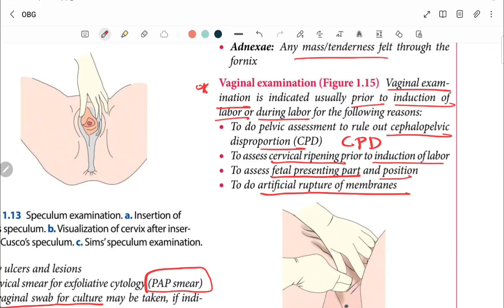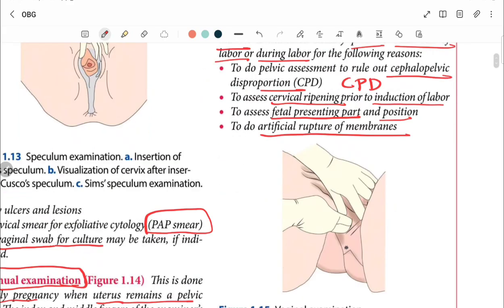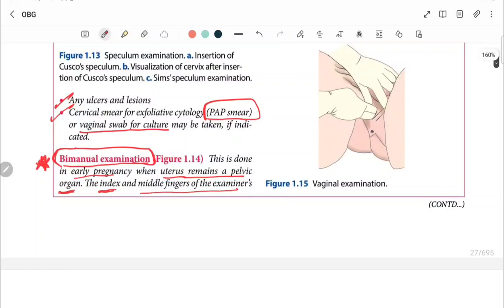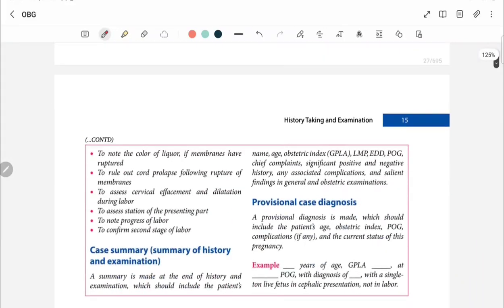Then to assess cervical ripening prior to induction of labor, to assess fetal presenting part and position, to do artificial rupture of membranes. So in viva they may ask, when all do you perform vaginal examination? So these 4 points you need to say, guys. First is to rule out any cephalopelvic disproportion, then to assess cervical ripening during induction of labor, and to assess the fetal presenting part and position, and to do artificial rupture of membranes. So this is how you do vaginal examination.